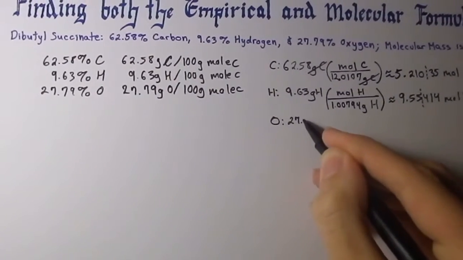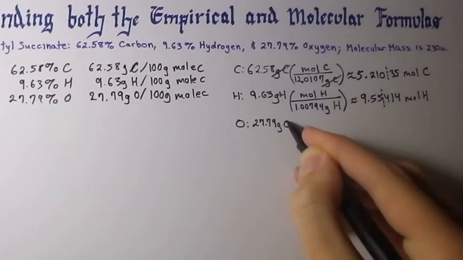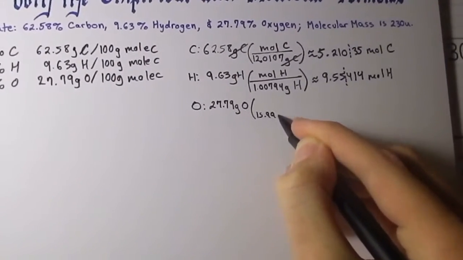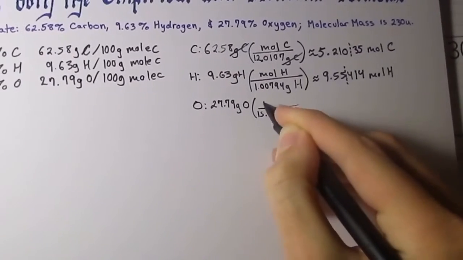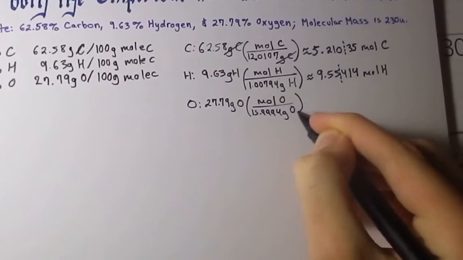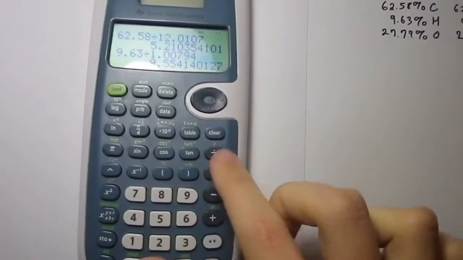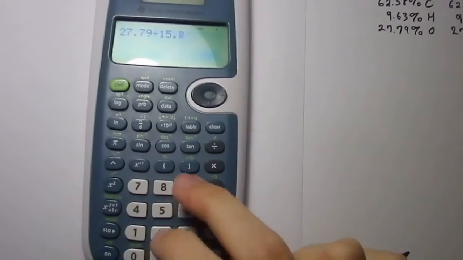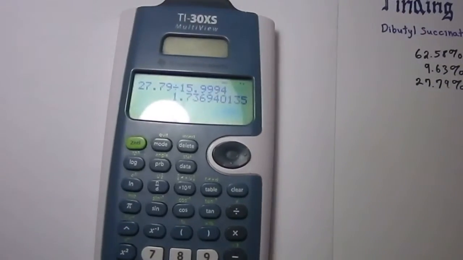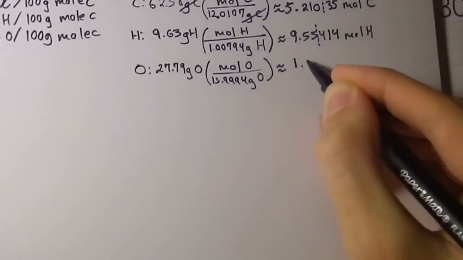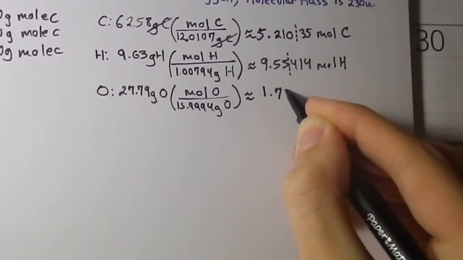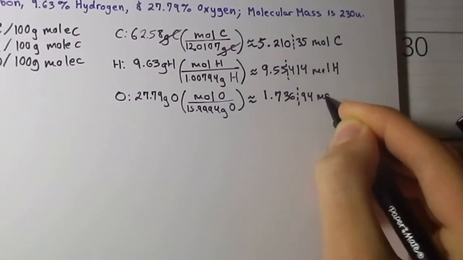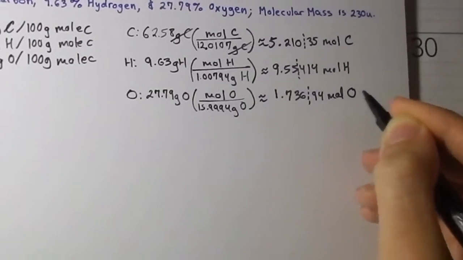Oxygen: 27.79 grams of oxygen, and there's 15.9994 grams of oxygen per mole of oxygen. Let's go to the calculator. 27.79 divided by that is about 1.7394 moles of oxygen.